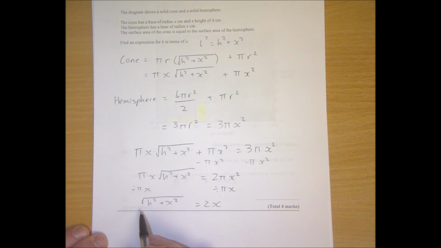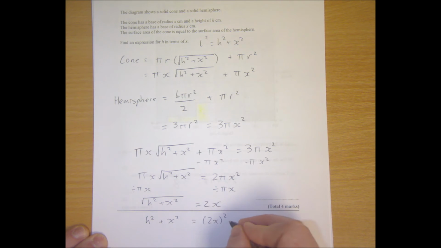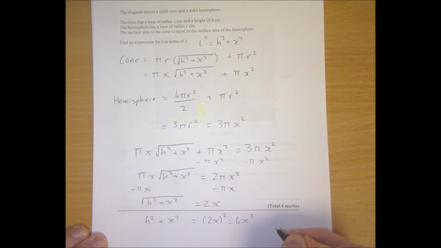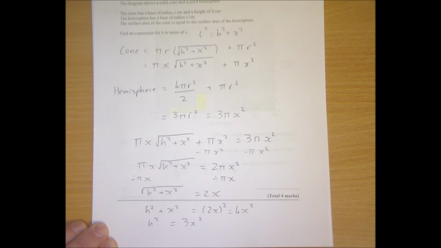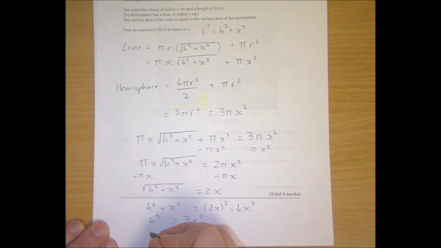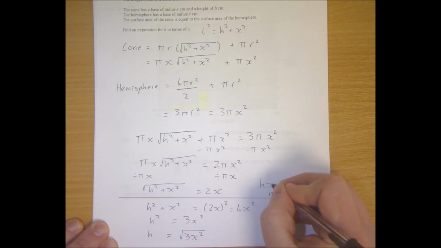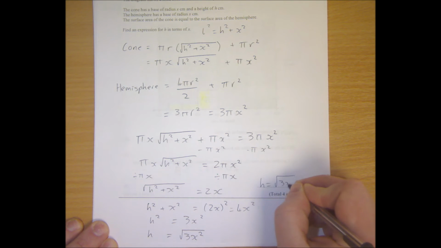So we've got h squared plus x squared equals 2x squared. 2x squared is 4x squared. And I'm going to take away x squared, so h squared equals 3x squared. And then to finish that off, I need to square root both sides, so h equals the square root of 3x squared. And that's my final answer. So h equals the square root of 3x squared. I could also write that as root 3 x.